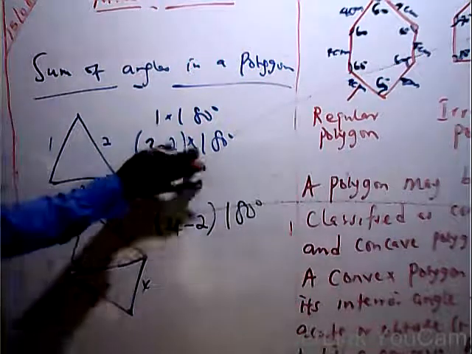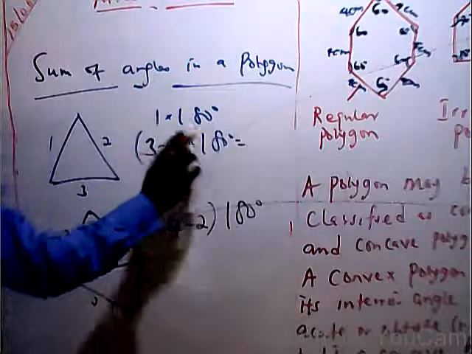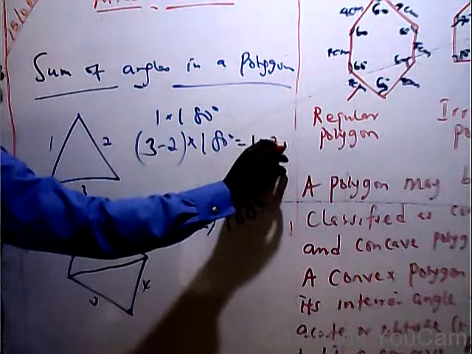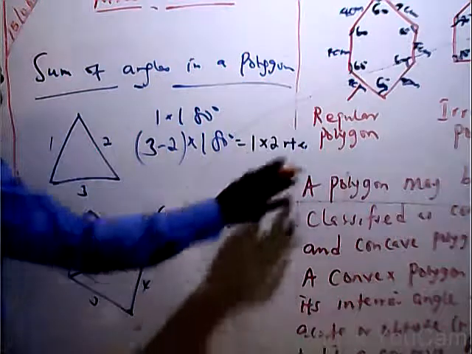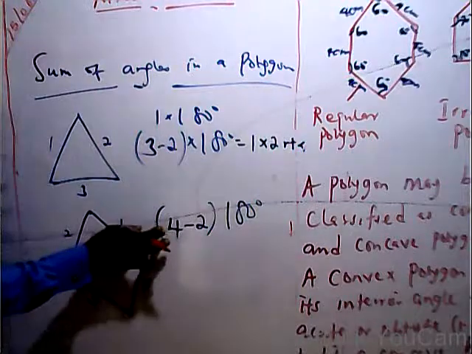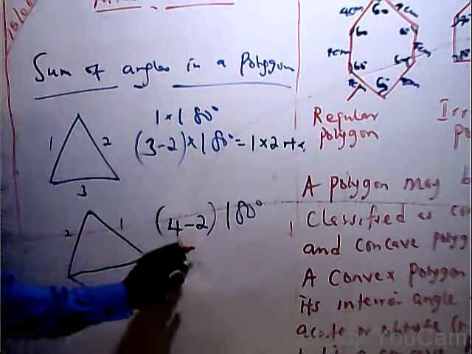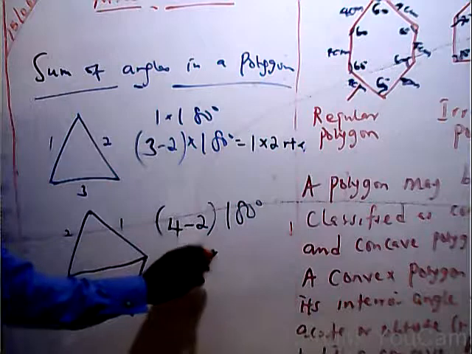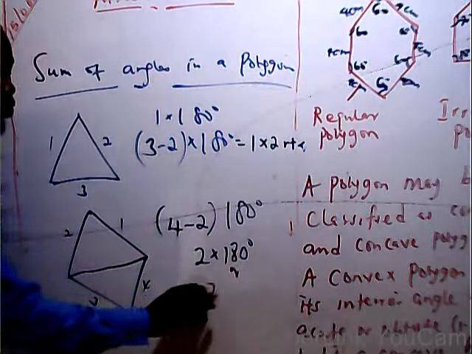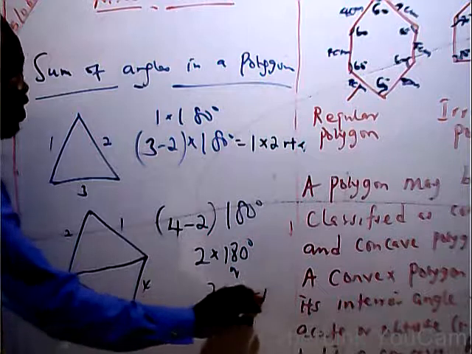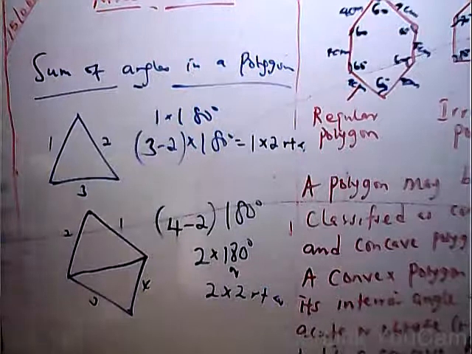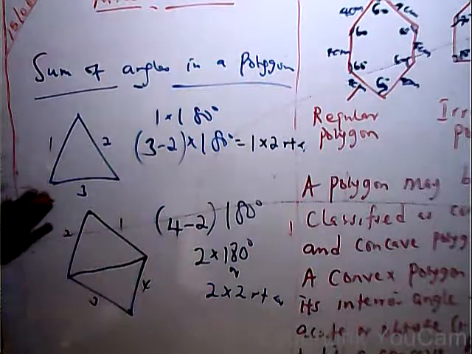For this one, we can still rewrite it as 1 multiplied by 2 right angles. 2 right angles, that is 2 times 90 degrees. This one becomes 4 minus 2, that is 2 multiplied by 180 degrees, or that would be 2 multiplied by 2 right angles.